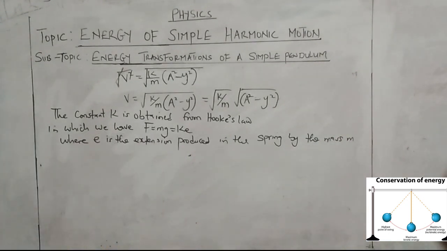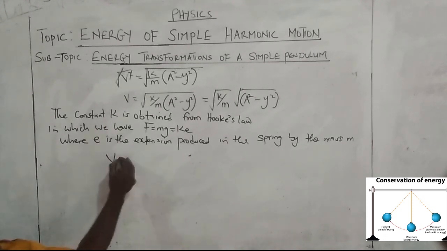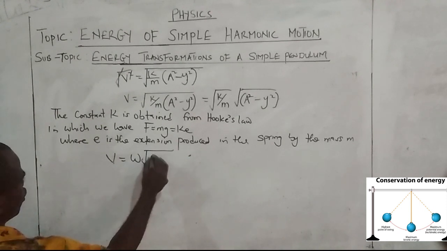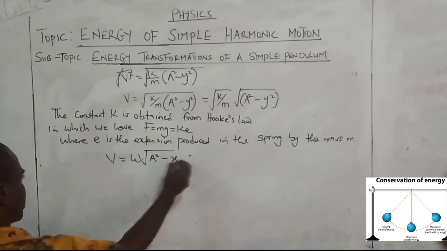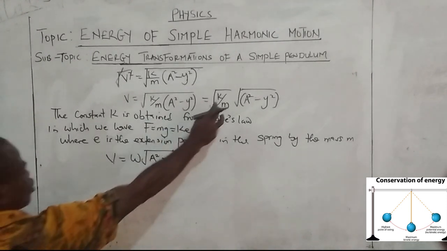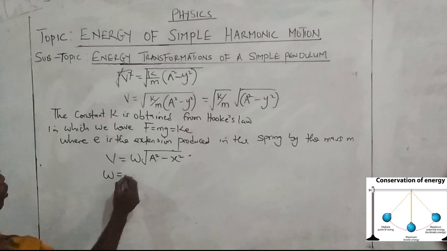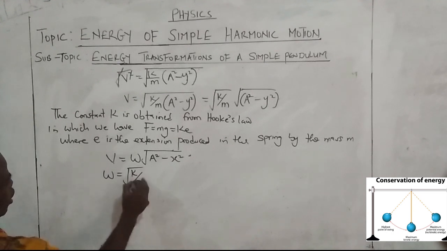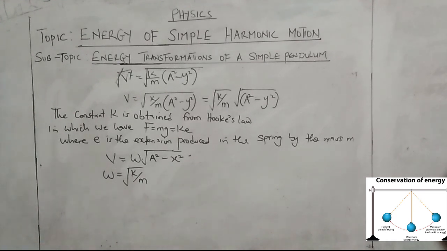Take note. But in our previous derivation, we have v equals w times the square root of a squared minus x squared. Now, based on what we have here, our w equals square root of k over m. We know that one to be square root of k over m. Hence, still remember that we have w equal to 2 pi f.